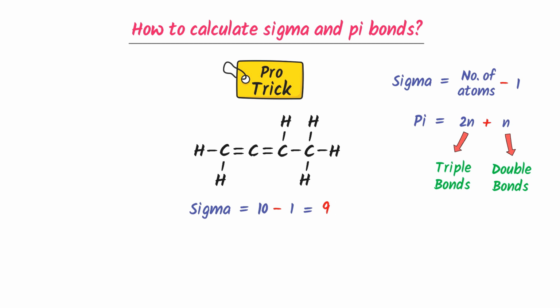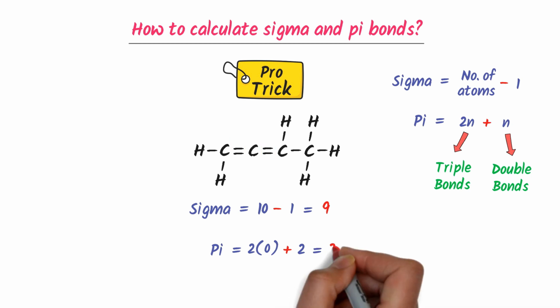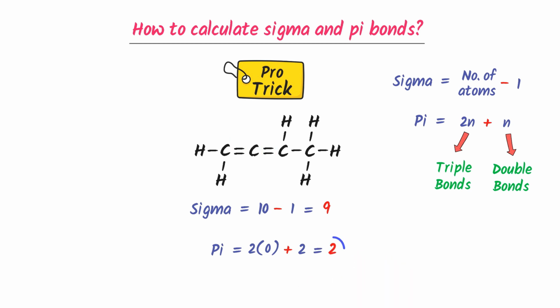On the other hand, pi bonds in a molecule is equal to 2n plus n. We can see that there is no triple bond present in this molecule. I write 2n to 0 plus, while we see that there are 2 double bonds present. So I get 2n to 0 plus 2 is equal to 2. Thus there are 2 pi bonds present in this molecule. So there are 9 sigma bonds and 2 pi bonds present in this molecule.